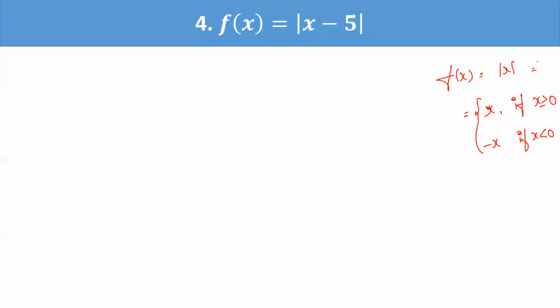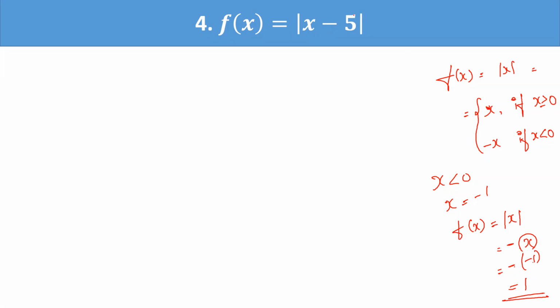If x is less than 0, which means it is a negative value, correct? For example, take x is equal to minus 1. Since x is less than 0, the function is defined as minus x. Why? Our x is minus 1, so it becomes minus into minus, which is plus. So it becomes a positive value. That's why we define f of x is equal to minus x if x is less than 0, because x less than 0 implies the value is negative, and only negative into negative gives a positive value.